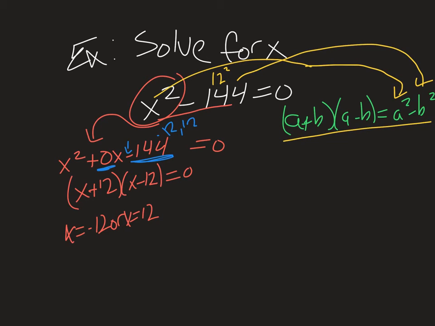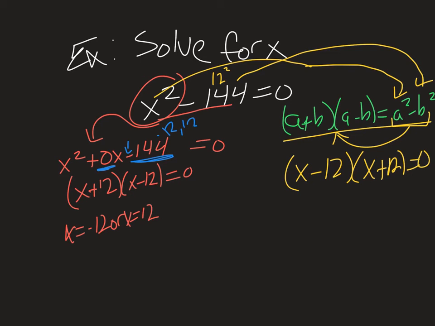We're essentially going from this expression to this one. And we can just jump and say x minus 12 times x plus 12 equals 0, and then solve, just like we did before.